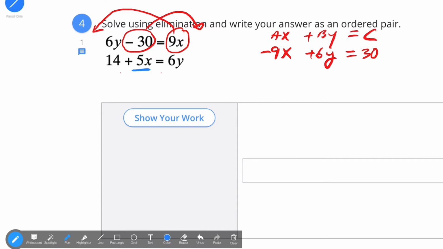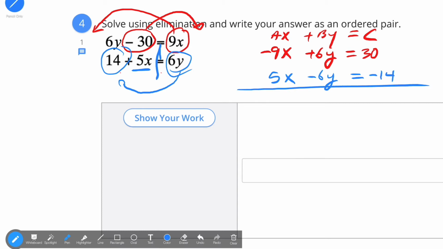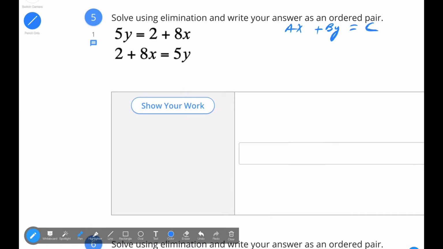The second equation: my x is on the correct spot, on the left side of the equal sign. So that's 5x. The y is on the wrong spot, so I've got to move it to the left side. That'll be negative 6y. The 14 is on the wrong spot. It needs to be on the right, so that's a negative 14. ax plus by equals c.